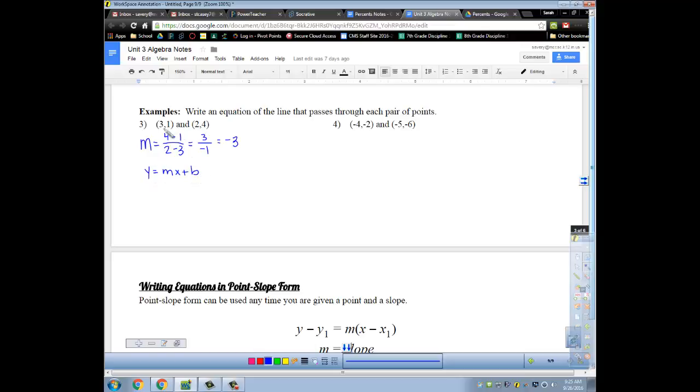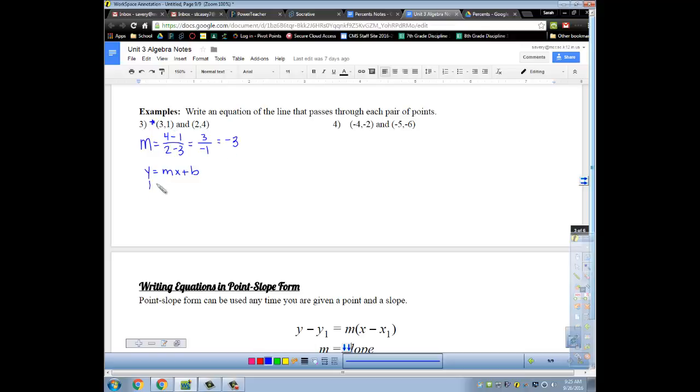Plug in. Now, they gave us 2 points. You can pick whichever point you want. I'm just going to pick the first point. If one point had positives and the other had negatives, I would choose the positive one to make it a little easier. But you can choose whichever point you want. I'm just choosing the first one.